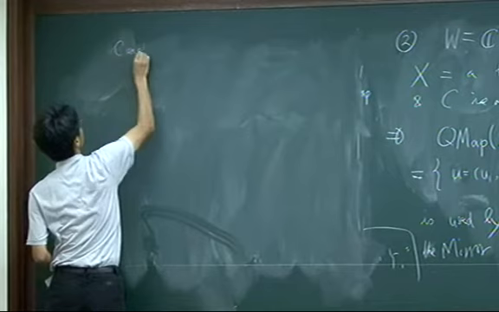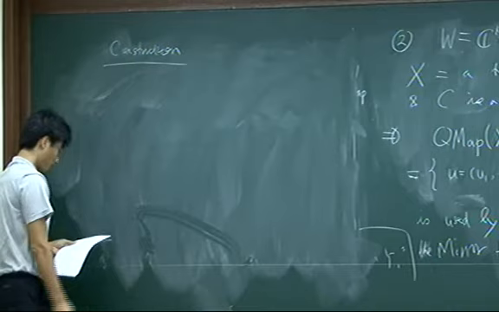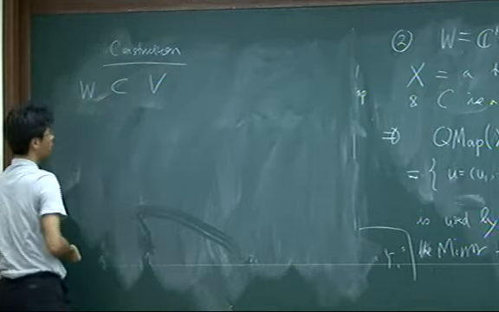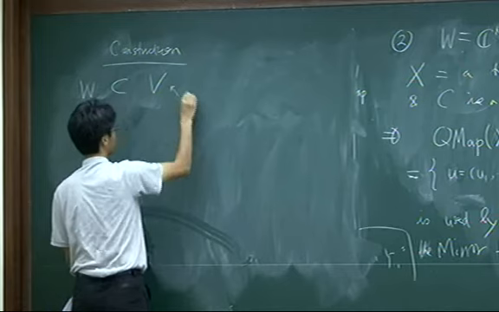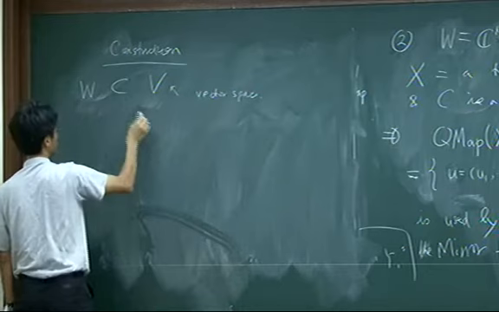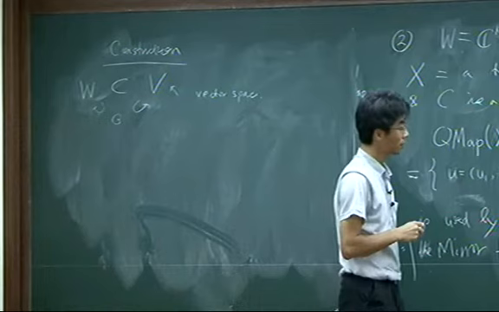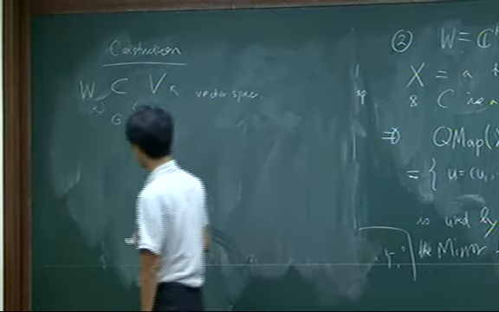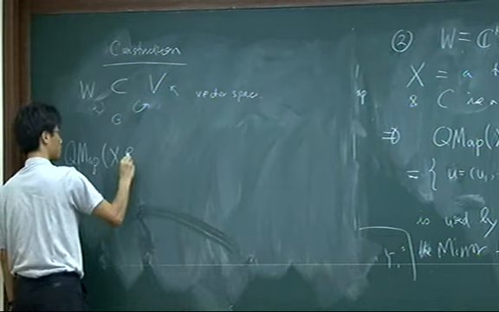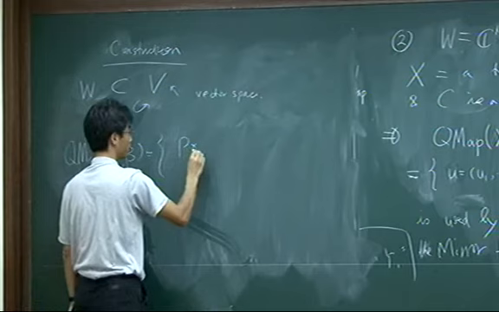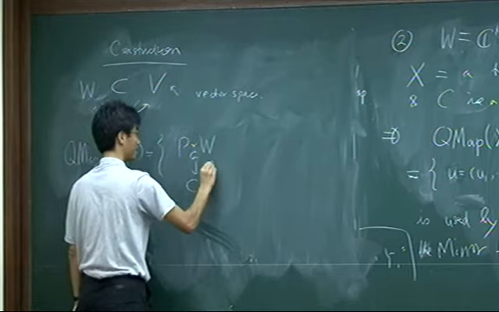So, construction. In the beginning, W was an affine variety, so it can be embedded into some linear space, and G acts on it. The QMap space is a collection of principal bundles and sections, right? And there are some conditions.